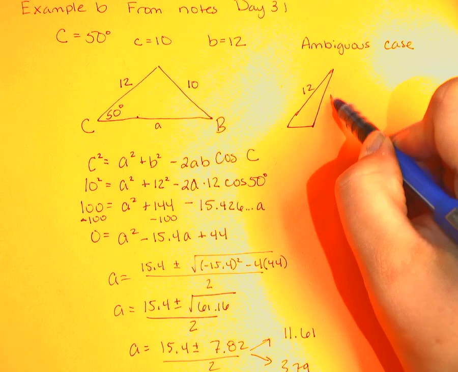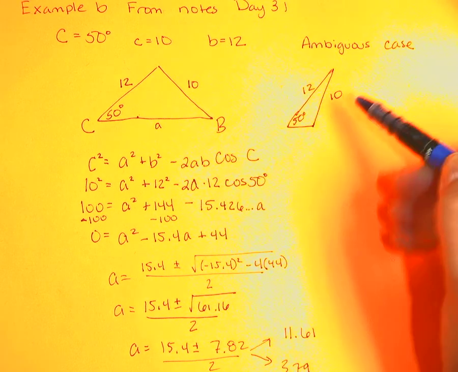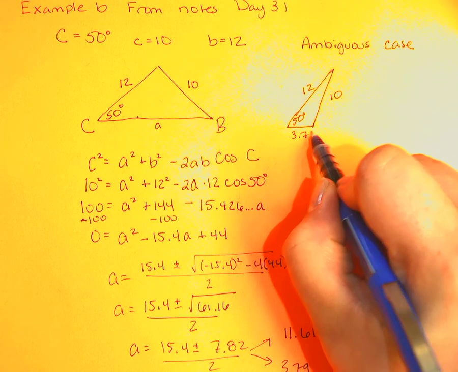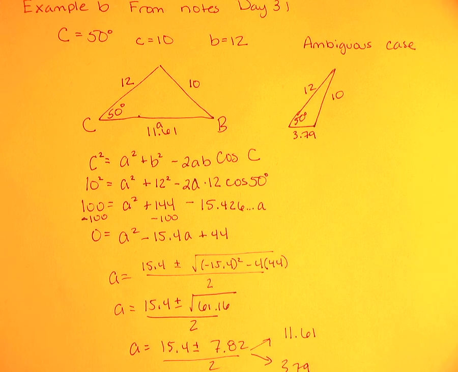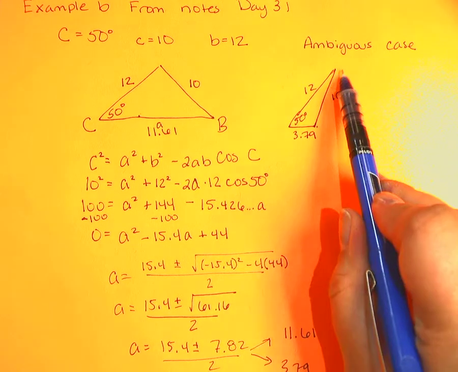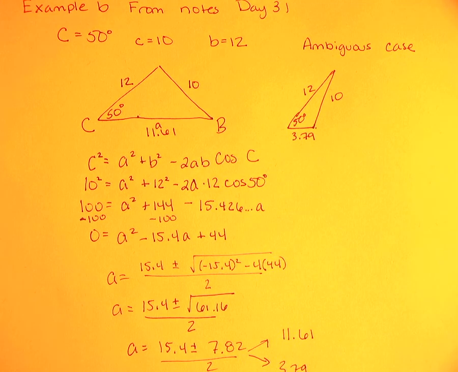It has the same given information, and I already know side A is 3.79 because I solved for both at the same time. So now your job is to solve for that angle B and angle A, but now you already know that there's two triangles and you already have the side A lengths. Conclusion.